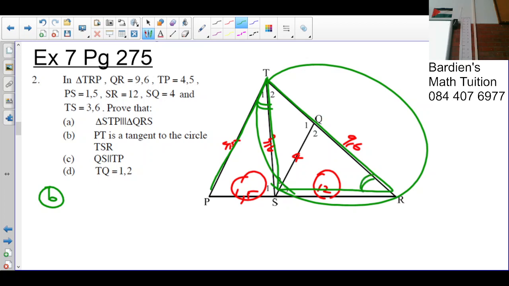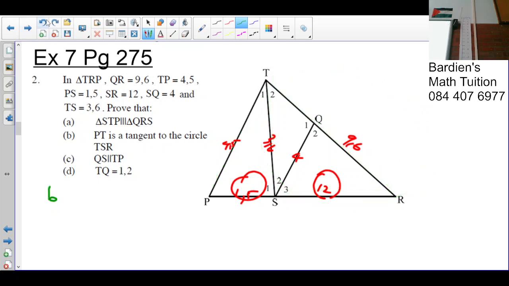Not so? So now to prove that that is a tangent to a circle going through there, we prove that those angles are equal. You understand? So let's go. If we look at the two triangles in question, TP and QRS. Can you see that? So that means angle S is equal to angle Q. Angle T is equal to angle R. Can you see that? So there we have that already equal.